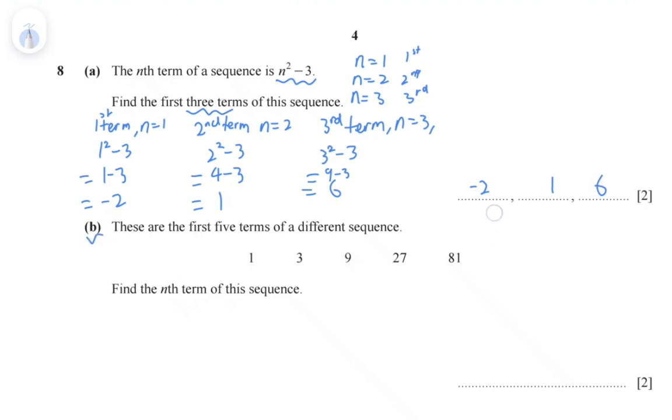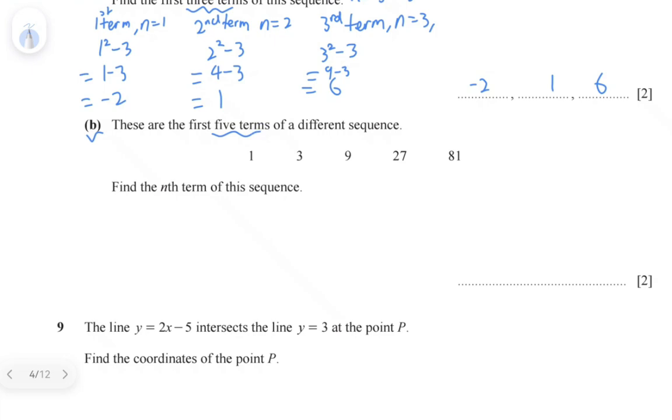Now moving on to part B, we are given the first 5 terms of a different sequence. So first, let's try to look at the terms we are given. Looking at these, we can actually tell that between terms, there is a multiplication factor of 3, as 1 times 3 is 3, 9 times 3 is 27, and 27 times 3 is 81. So this is actually showing us that it is a geometric sequence, as the difference between terms is a multiplication factor of 3.